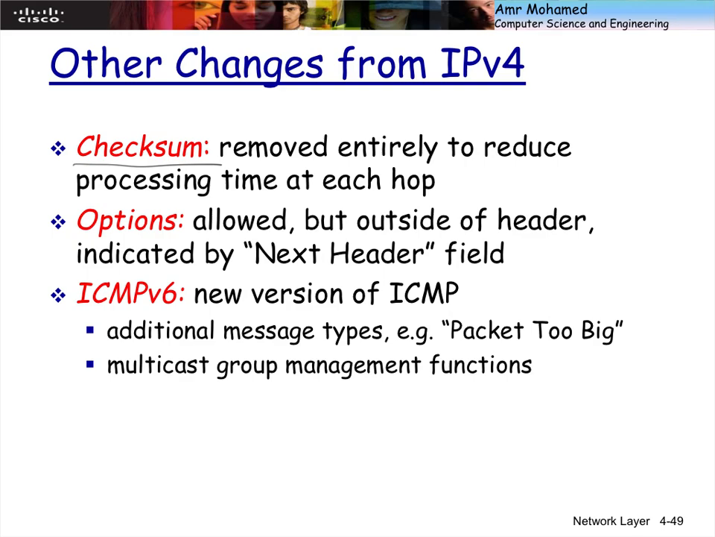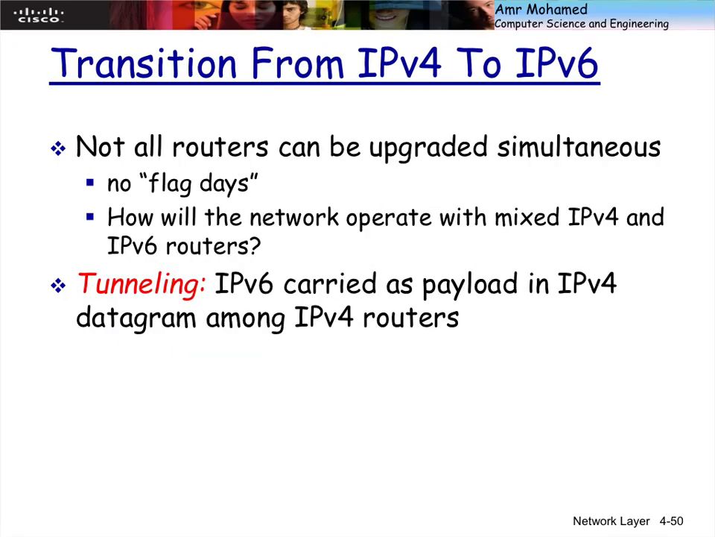So ICMP version 6 now is a new version with some added messages. We talked about ICMP, we talked about ping and traceroute, we talked about these troubleshooting messages. Here we had to add other messages like packet too big, because I don't do any fragmentation and reassembly. So if I try to send a packet and the packet is too big, then I can send a troubleshooting message to the source.